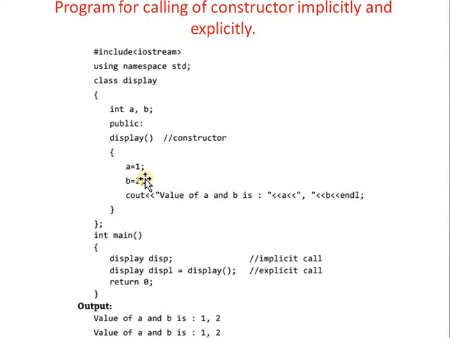Remember that whenever the object of a class gets created, the compiler automatically calls the constructor. The constructor is called a constructor because it creates the values for the data members of the defined class, the defined object. This is a constructor.